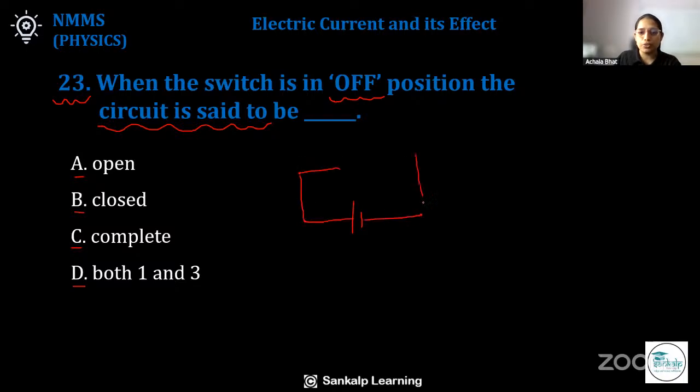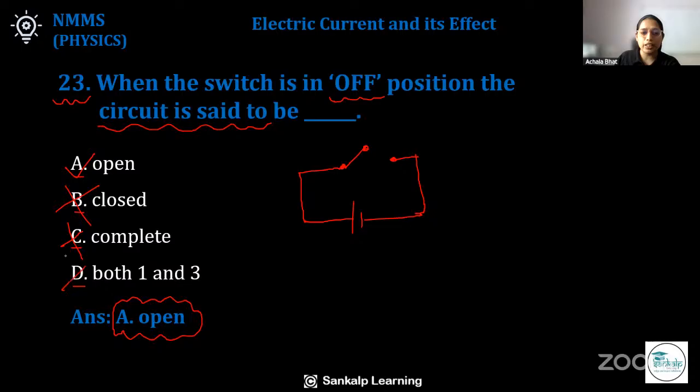Now, if the switch is in off position, which means this is switch off position. There is no connection between this end and this end. So, whether this circuit is closed or open? Yes, the correct option is option A, open. B, closed, wrong. C, complete, wrong. D, both 1 and 3, wrong.